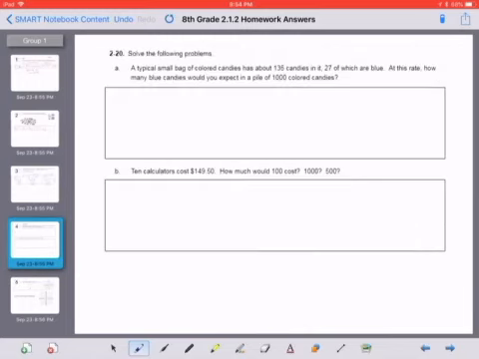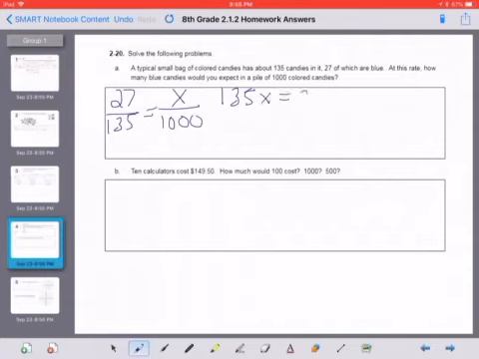The next problem says solve the following problems. So in these ones, I thought that the easiest way to do them was to write a proportion. For the first one, it says I have 135 candies, 27 are blue. At this rate, how many blue candies would be in a pile of 1,000. So I can say, all right, I have 27 out of 135 equals x out of 1,000. So I cross multiplied. I got 135x equals 27,000 divided by 135. X ended up equaling 200 blue.